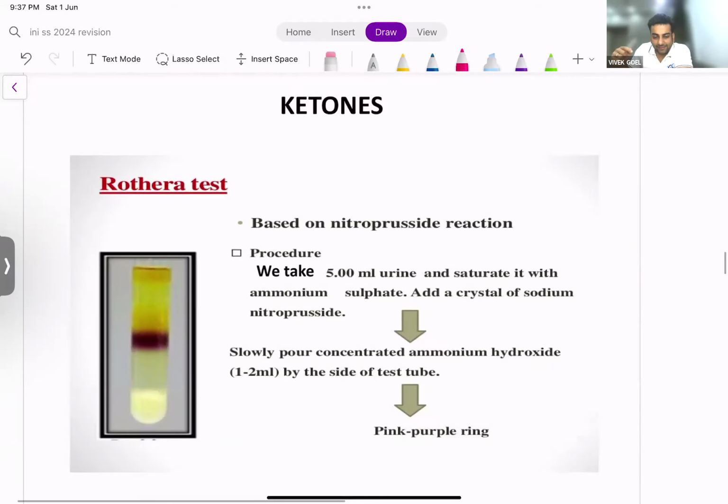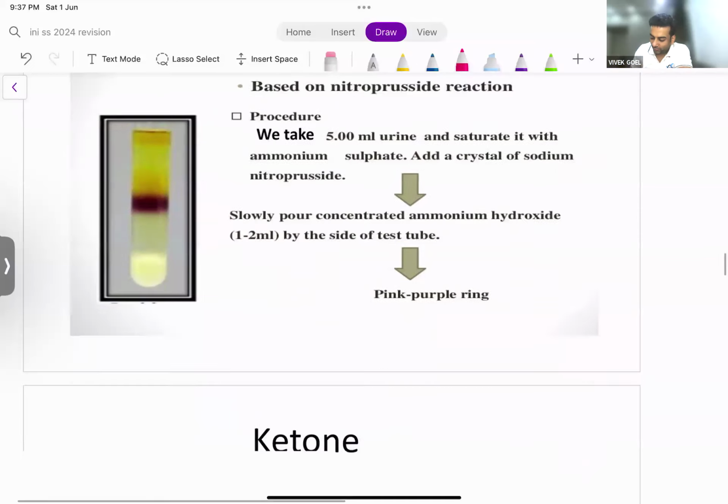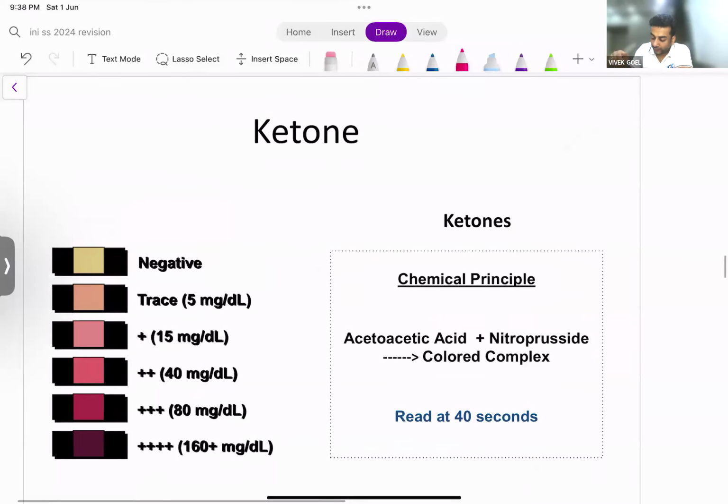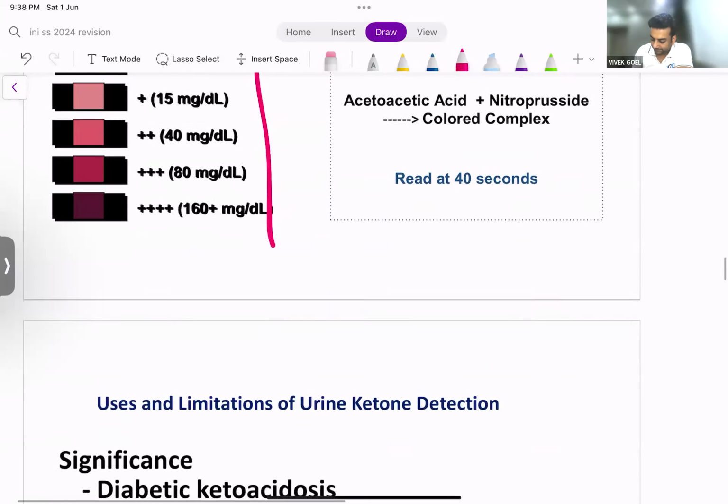Now, in the chemical analysis, next would be ketone estimation in the urine. We've already done the Rothera test in our first year biochemistry, where we would see the purple ring for the ketones. But now the nitroprusside acts with the ketone, that is the acetoacetic acid, and forms a colored complex. So it is basically the nitroprusside reaction that occurs in the dipstick test, and depending upon the ketone concentration, it gives a color change.